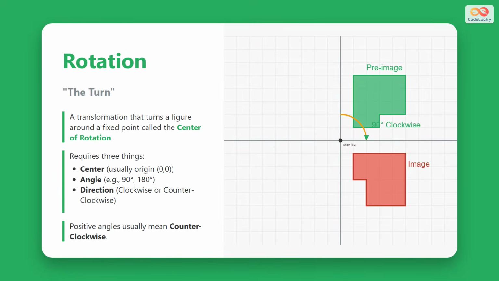Now let's look at rotation, or the turn. A rotation turns a figure around a fixed point, usually the origin. To describe a rotation, you need 3 things: the center of rotation, the angle of the turn, and the direction, which can be clockwise or counterclockwise.